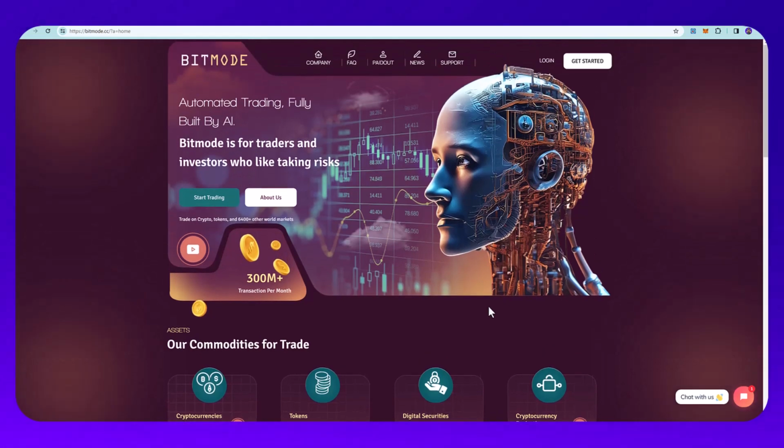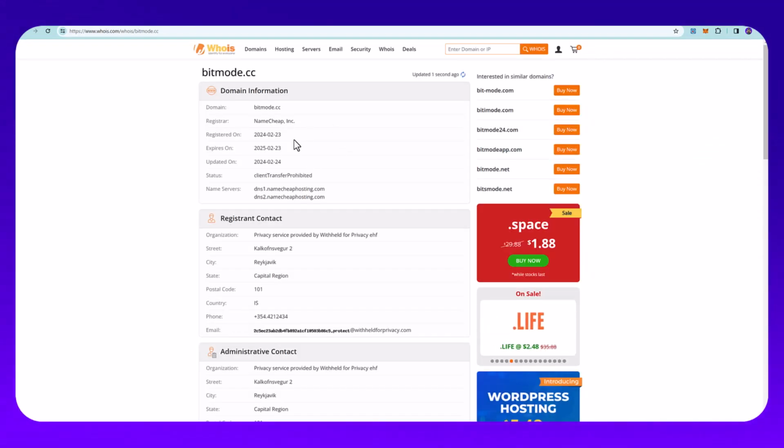One of the things that I look at is who is actually running the company behind the scenes. And what I've noticed is there's no information on who runs or owns the business. But I do know that when it comes to the actual domain information, it was privately registered on February 23rd and then updated on February 24th of 2024. So this thing is brand new.